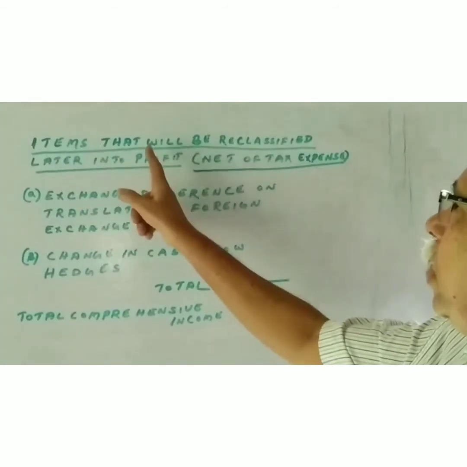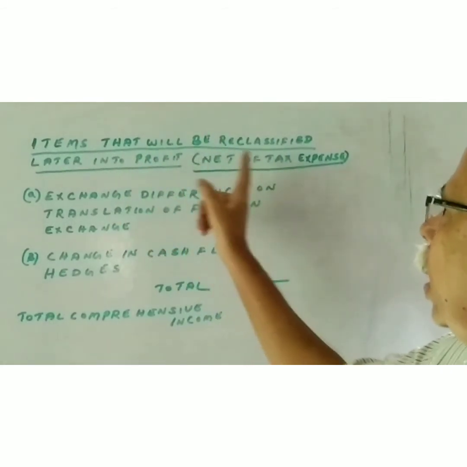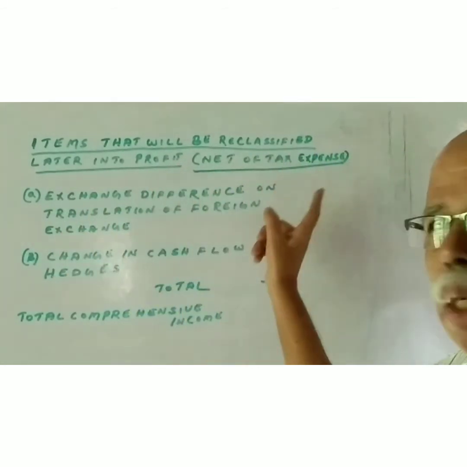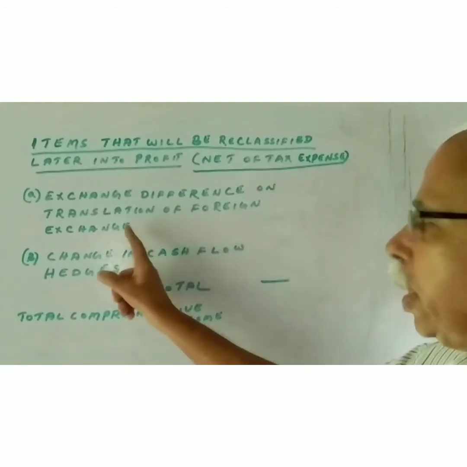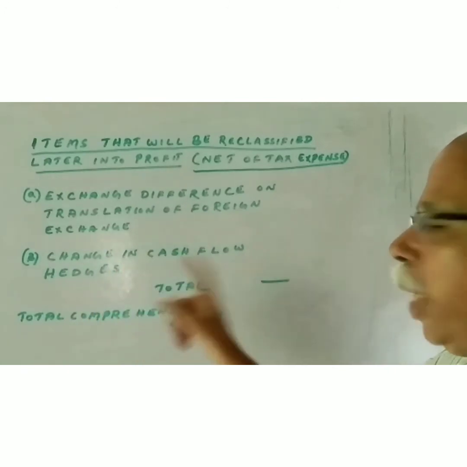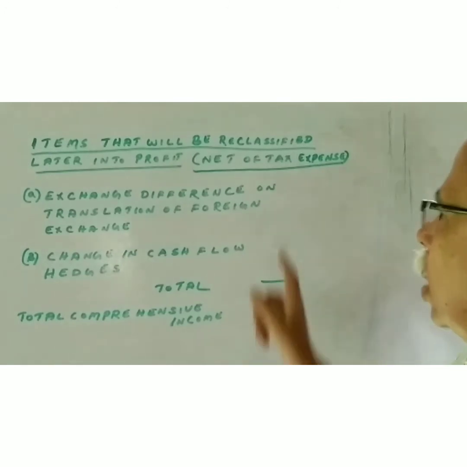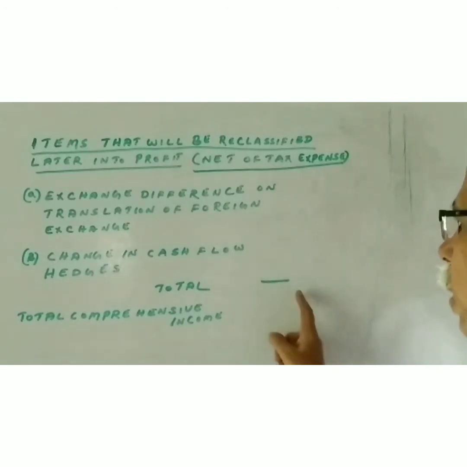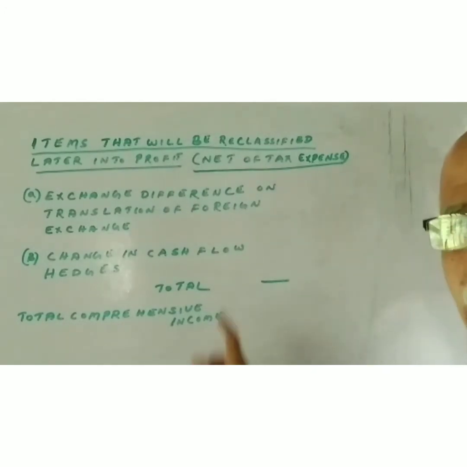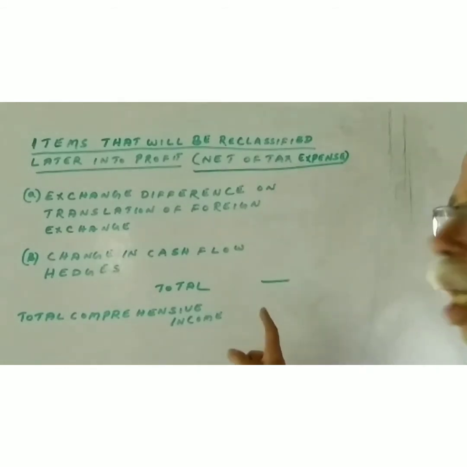Now, items that will be reclassified later into profit, net of tax expense. 1. Exchange difference on translation of foreign currency. B. Change in cash flow hedges. Total other comprehensive income. Then total comprehensive income. This will be profit after tax plus total other comprehensive income.